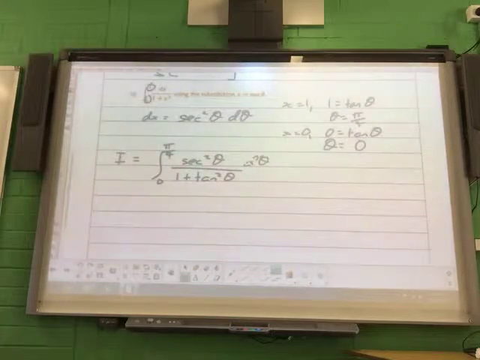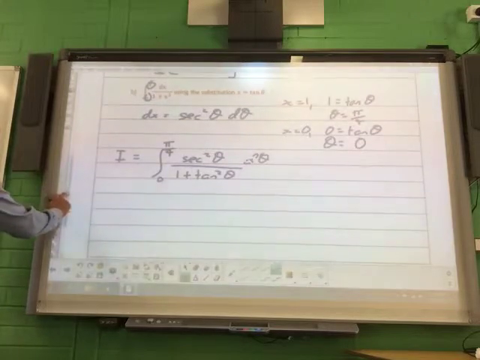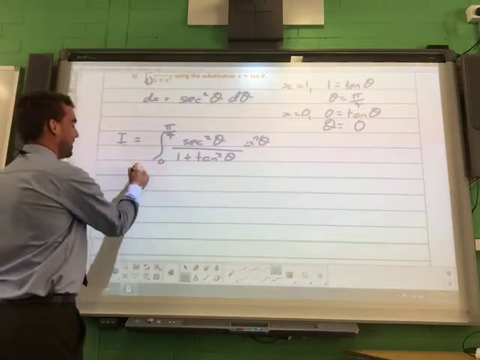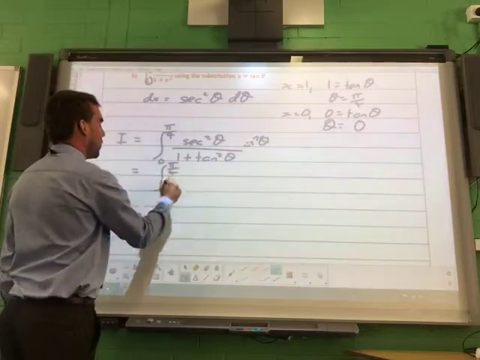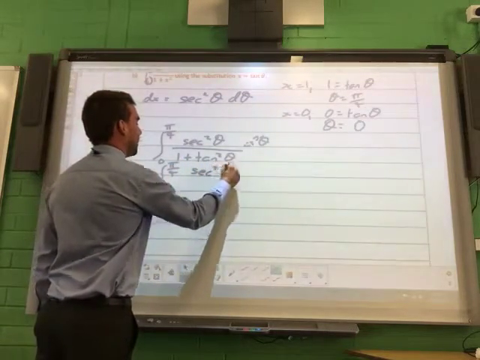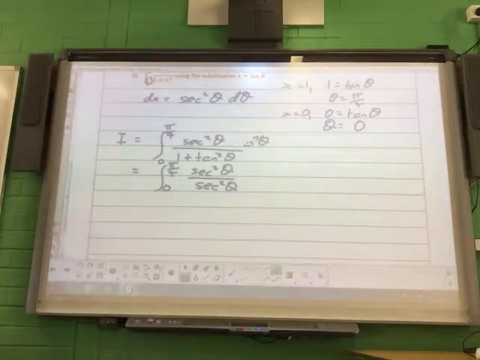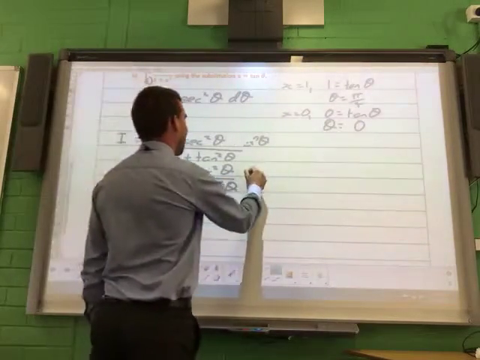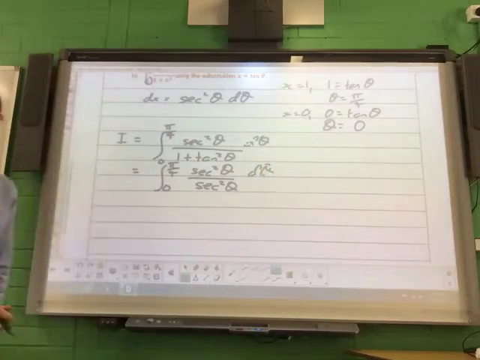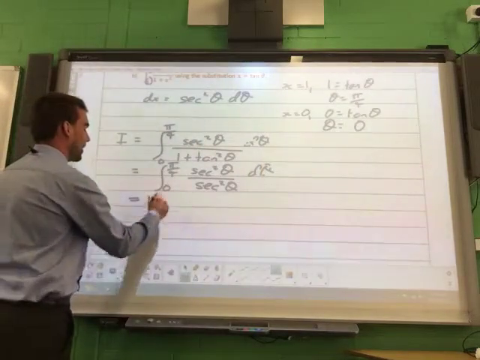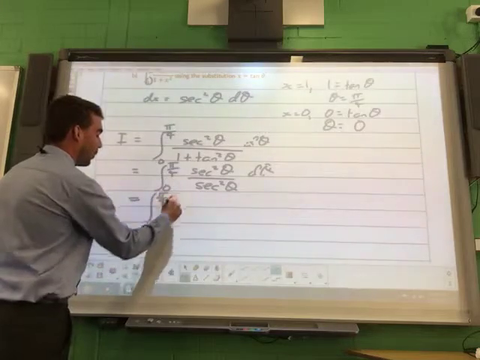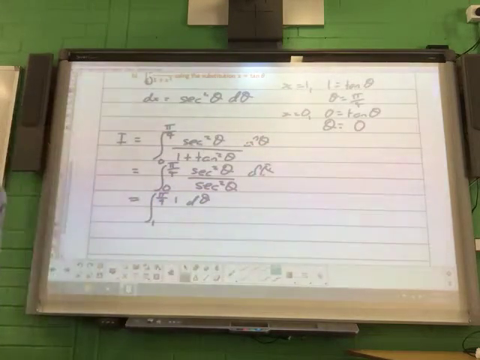One plus tan squared is sec squared. So the integral from pi on 4 to 0 of sec squared theta over sec squared theta. What looks really difficult actually now becomes very easy, because all you're doing is integrating 1 with respect to theta.